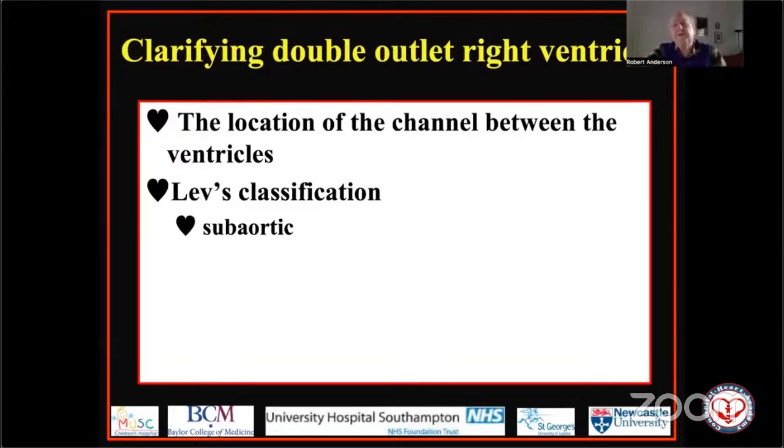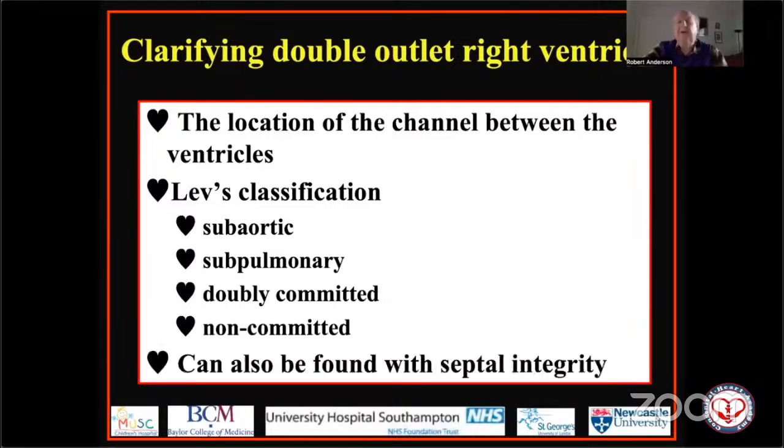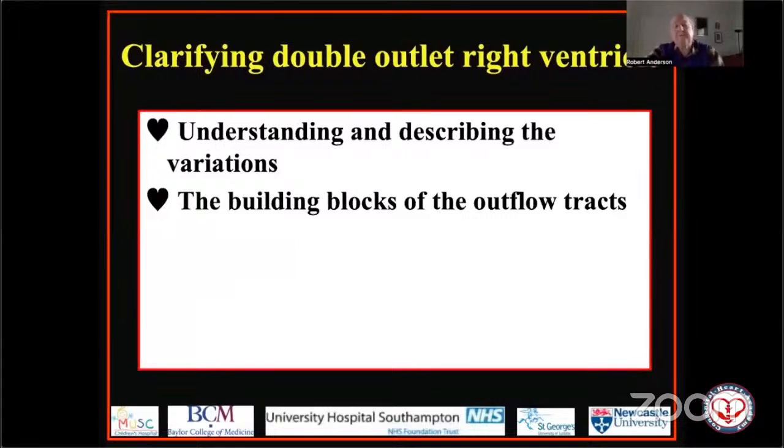Because as Lev pointed out, in most instances, the defect is subaortic. The second commonest variant is found when the defect is subpulmonary. But in some instances, the defect is doubly committed. Sometimes it is non-committed. And indeed, exceedingly rarely, we can find hearts with double outlet right ventricle when the ventricular septum is intact. So how do we determine and describe these different entities?